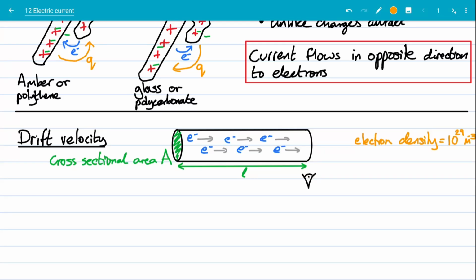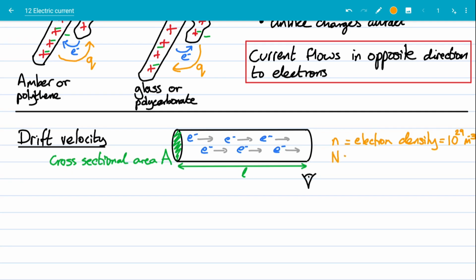And actually, in terms of symbols, I could just call that number of electrons divided by volume, couldn't I? Number of electrons divided by volume is the electron density, and I know what the electron density is. In fact, I think I'll use a lowercase n for electron density. I think that might be consistent with what we use in Isaac Physics.